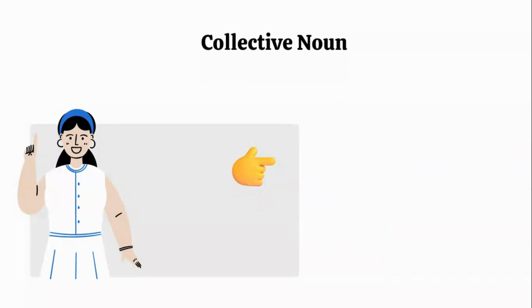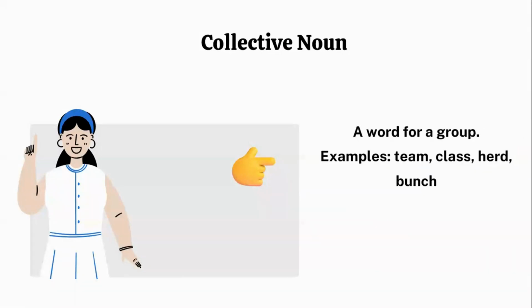That is collective noun. Okay. So what is collective noun? A word for a group, that is collective noun. That means it may be any word in a sentence, and you can see that there is a word that is saying something about a group. So a word for a group, that is collective noun.